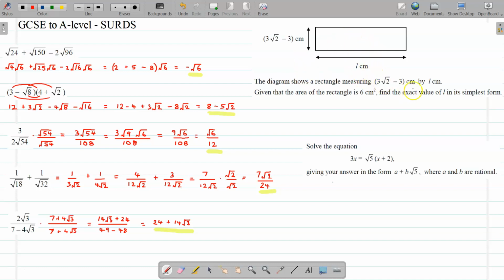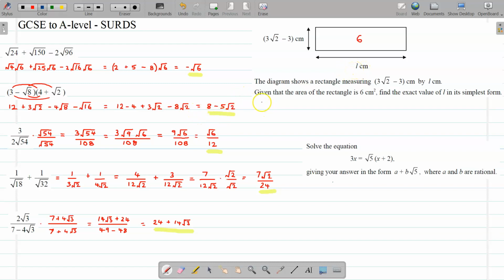You've got a rectangle, and you're told that the area is 6. So if the area is 6, I'll do this in a different colour, because we've got all this red stuff here. If we have an area of 6 and we divide it by the width, it will give us the length, won't it? So that's what I'm going to do.